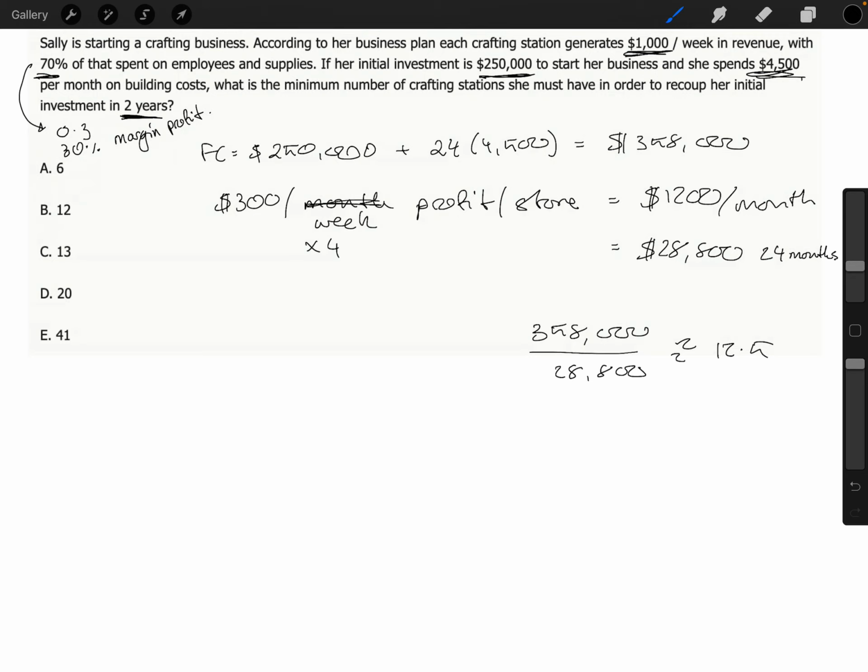So therefore, she needs, sorry, my mistake. She needs 13 stores because the math tells us she needs slightly more than 12 stores. So you get a decimal, 12 point something. It means she needs slightly more than 12 stores to get to that total number, that break-even figure. So therefore, she needs 13 stores. Okay, those 13 stores, that is question C, and there's your job.